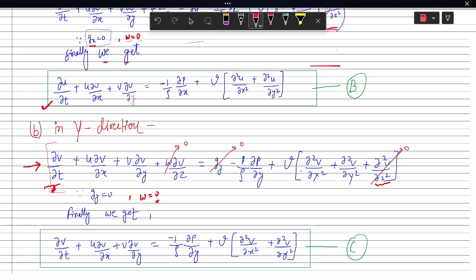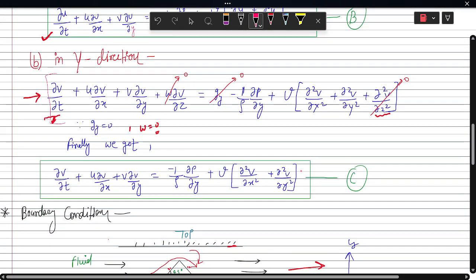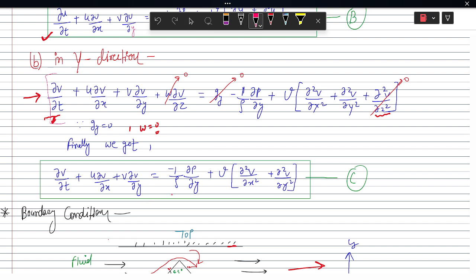If I apply the boundary condition in this equation, there is no effect of gravity in the y direction. Therefore, we can say gy is equal to 0, and we also know that in the z direction there is no movement of fluid. Therefore, w is equal to 0. So finally, we got the momentum equation in the y direction: del v by del t plus u del v by del x plus v del v by del y is equal to minus 1 by rho del p by del y plus nu del square v upon del x square plus del square v upon del y square. This is equation C.